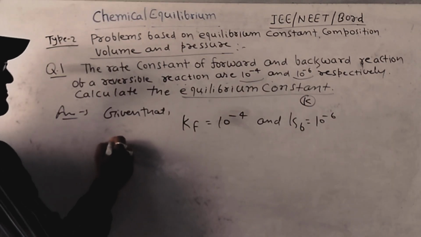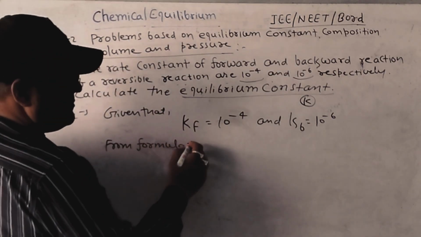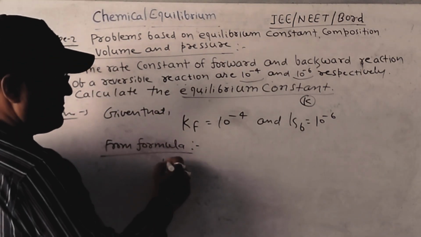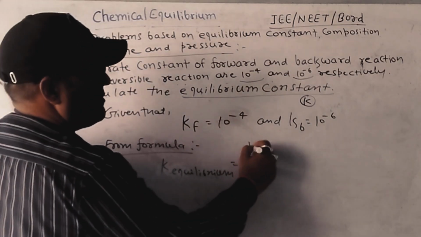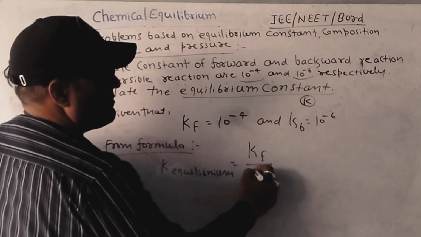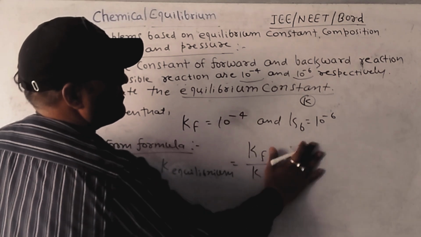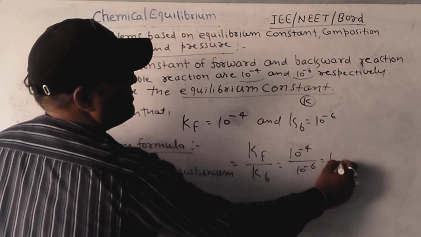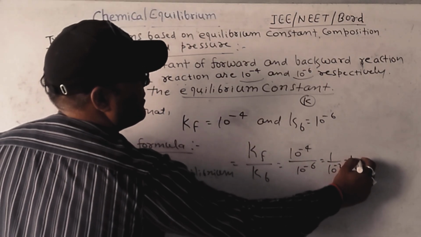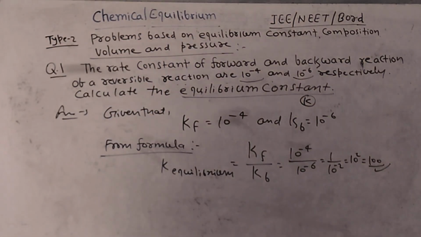Now from formula we can observe here equilibrium constant is formula rate constant of forward reaction divided by rate constant of backward reaction. Now after putting these values, 10 to the power minus 4 divided by 10 to the power minus 6, 1 by 10 to the power minus 2, so 10 to the power 2, 10 square, so 100 is answer. You can take a screenshot. Question is complete right now.